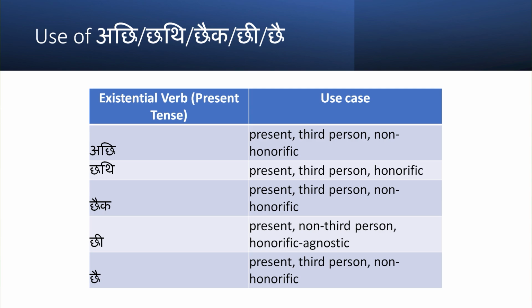Then you have chaik, which is again non-honorific. Then you have chi, which requires the subject or object to be non-third person. Non-third person means it can be first person or second person, and it is honorificity agnostic. That means there is no honorificity attached to it. And then you have chai, which is again third person, and it is non-honorific. We will know about it later, because honorificity is a very unique feature of Maithili, and as we go ahead with these things, this honorificity will keep on coming every now and then.